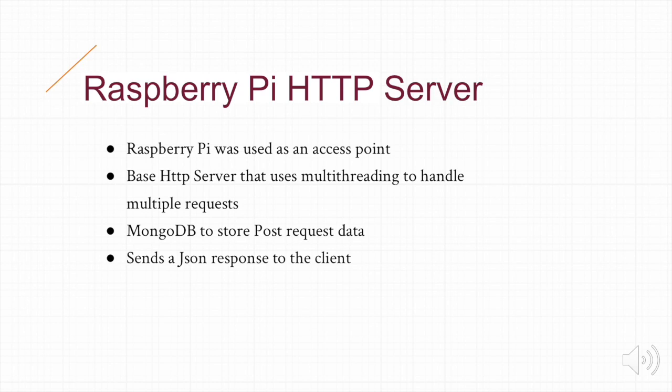The communication for the project is done through a Raspberry Pi HTTP server. The Raspberry Pi is configured as an access point that will allow external devices like the PICs and the GUI client to connect to the server. The server is a Python-based HTTP server that uses multi-threading to handle multiple requests from different clients. The server receives post requests from the navigation thread and the sensor thread. The data from each thread is then stored in a MongoDB database.